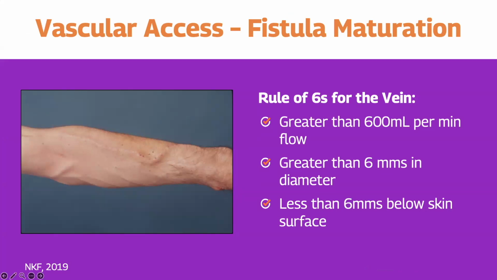The KDIGO guidelines of 2006 published the rule of 6 to determine vein maturation. So there should be greater than 600 milliliters per minute flowing through the vein. The vein should be greater than 6 millimeters in diameter. And to ensure successful cannulation, the upper surface of the vein should be less than 6 millimeters below the patient's skin surface.